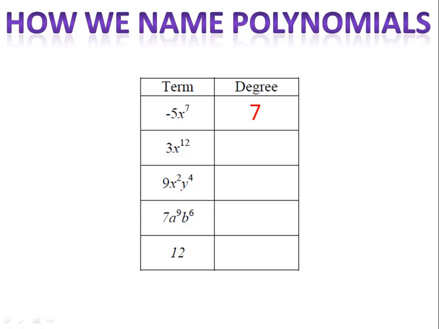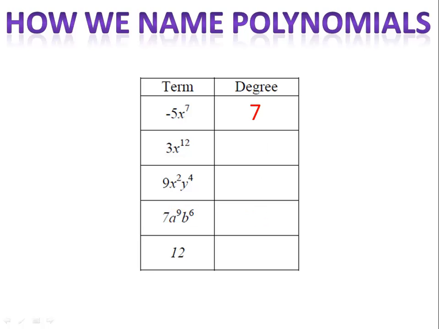If you look down further at 9x squared y to the 4th, well, because I have 2 variables and 2 exponents, I just add the exponents together. 9x squared y to the 4th is a polynomial of the 6th degree. How about 3x to the 12th? If you said 12, you're correct. How about 7a to the 9th, b to the 6th? If you said 15, you are correct.